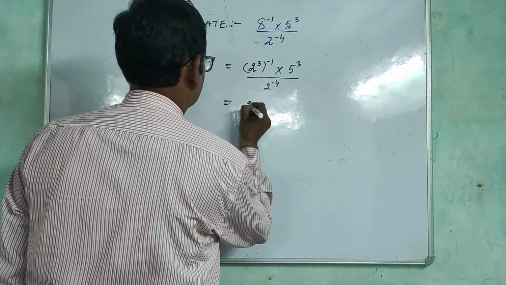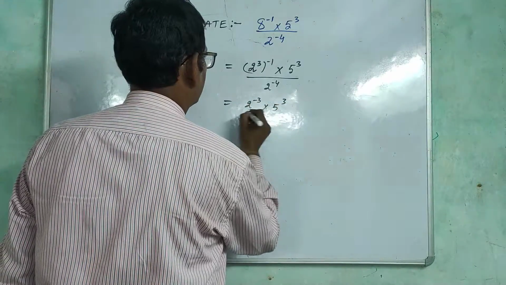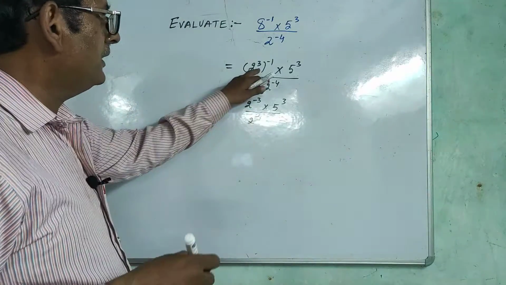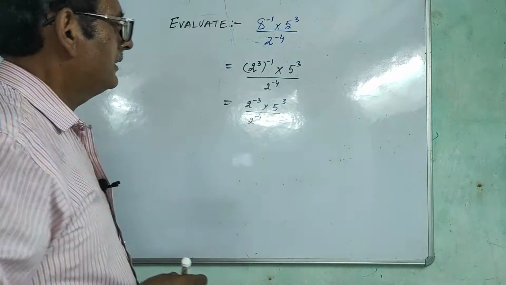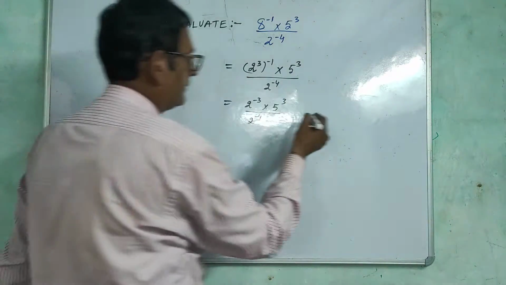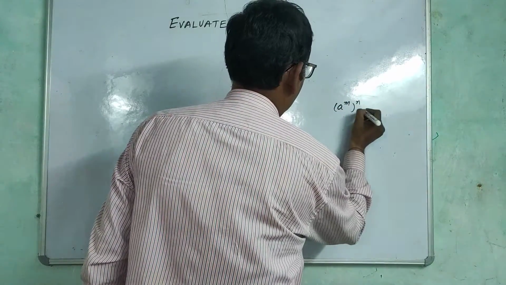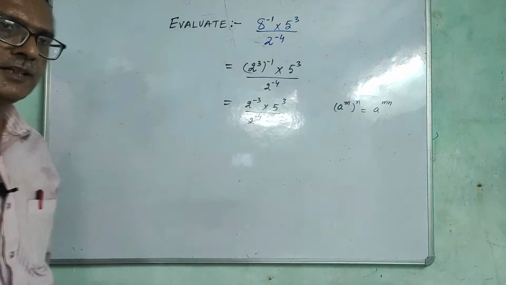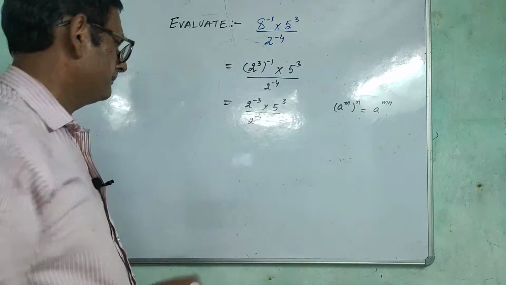This can be written as 2 to the power of minus 3 into 5 to the power of 3 upon 2 to the power of minus 4. Here we have used the property a to the power of m raised to the power of n is a to the power of mn. A to the power of m raised to the power of n equals a to the power of mn. This property we have used here. Multiplied 3 and minus 1 to make it minus 3.